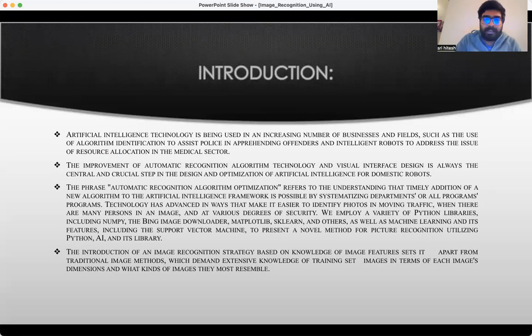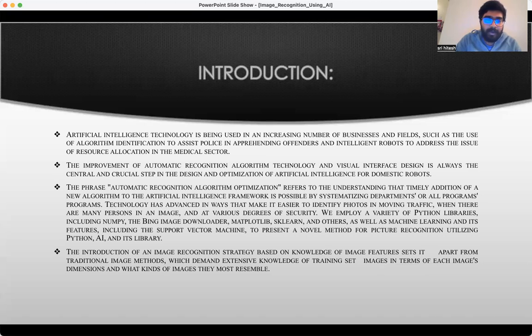My part of the presentation is the introduction. AI technology is being used in many industries, like business fields, such as algorithm identification to assist police in apprehending offenders, and intelligent robots to address issues regarding the medical sector. The improvement of automatic recognition algorithm technology and visual interference design is always the central and crucial step in the design and optimization of AI for domestic robots.